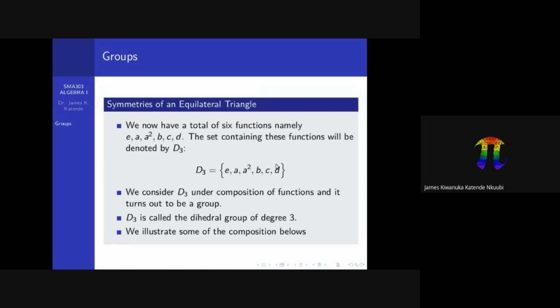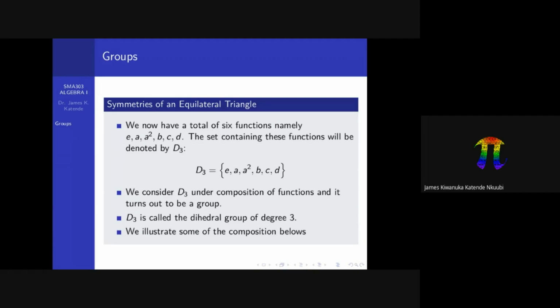So since they are functions, we can do some operations on functions. One operation that you can do is a composition of functions. So we take composition of functions as our binary operation. And it turns out that when we do that, this set will be a group. And it also has a special name. It's called the dihedral group of degree 3. So in the next slides, we are going to see how we perform this composition of functions on this set, D3.